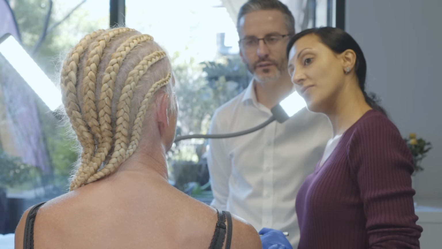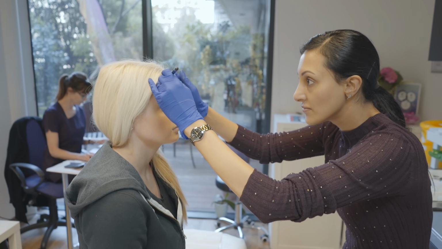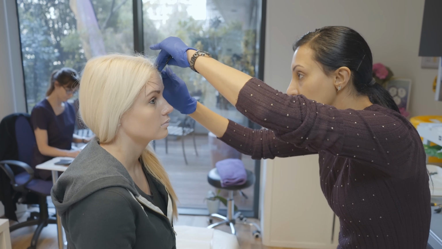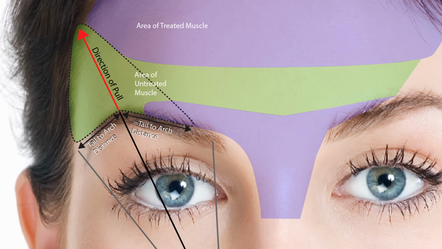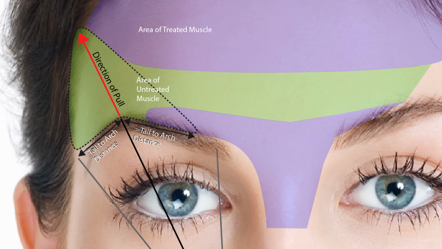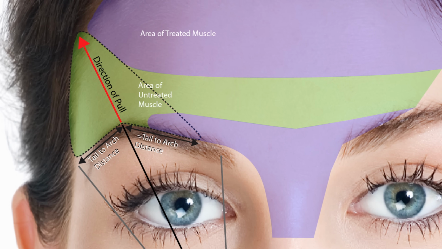I then draw a line from the end point to the position of the tail of the eyebrow, and then a second line from the hairline to a point equidistant to the tail of the brow. This triangular shape, often called cat ears by my trainees, is an area where you do not want botulinum toxin to reduce the strength of the lateral frontalis muscle.